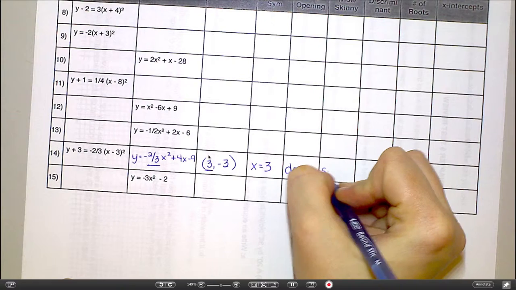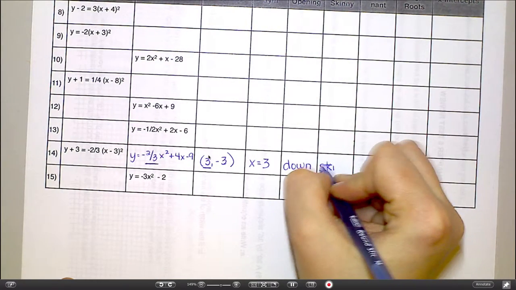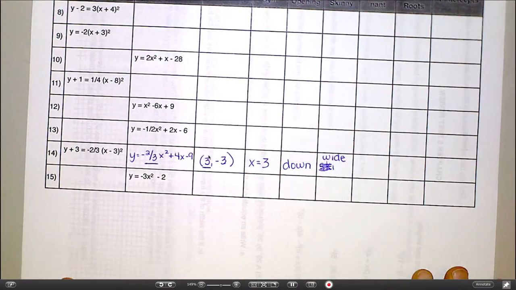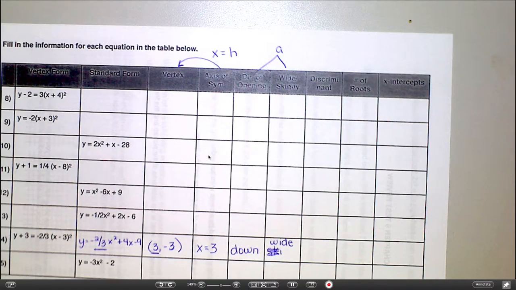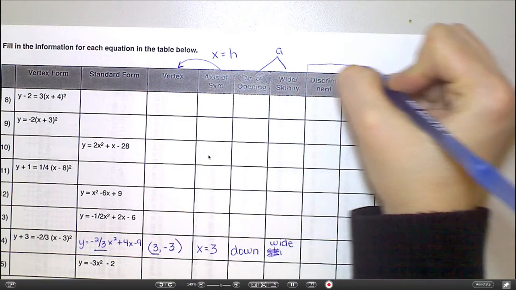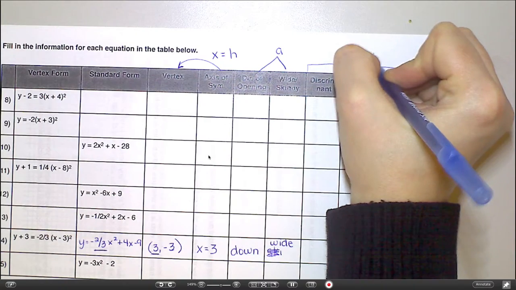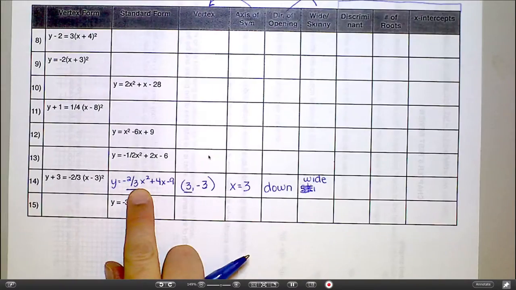Anytime your value is less than 1, it's going to be wide. If your value is greater than 1, like a whole number, it's going to be skinny because it's growing that many times faster than a regular parabola. All three of these next pieces, you want to be looking at your equation in standard form. So that means I'm looking at this one that I just came up with.